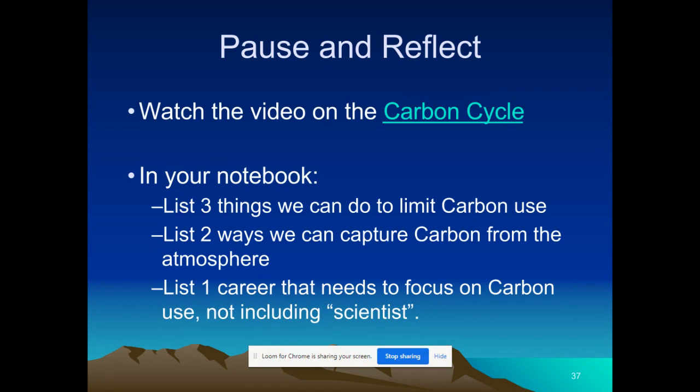There's a video right here on the carbon cycle. You can probably find tons of videos. Watch the videos if you want to. I'm not big on that, but you can watch them if you want to.